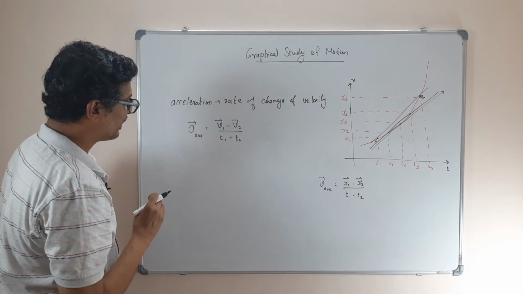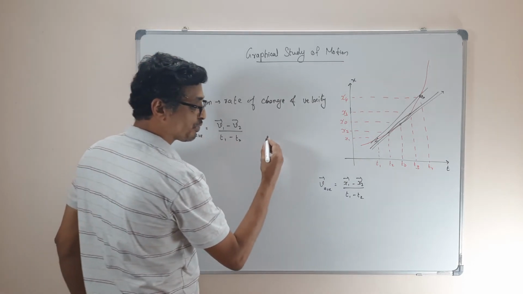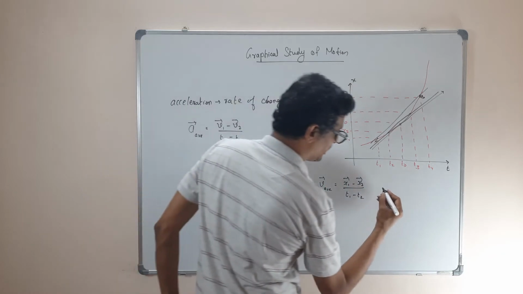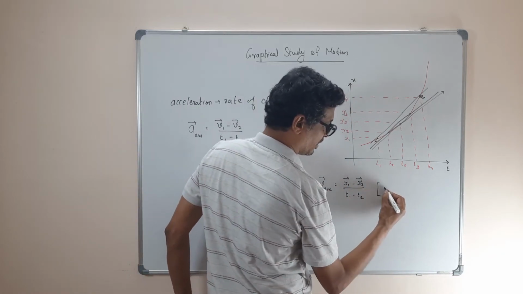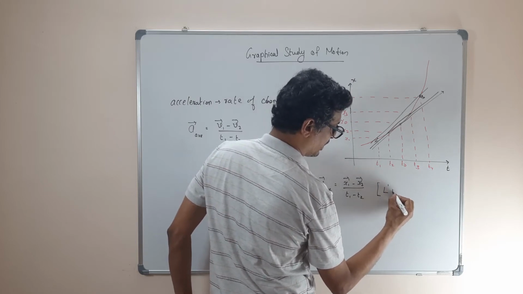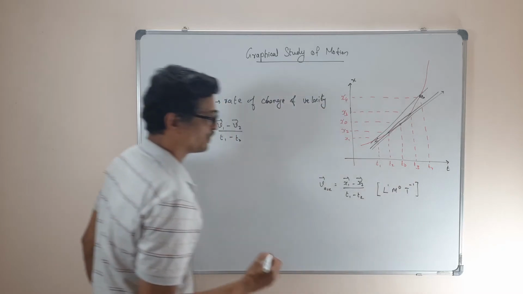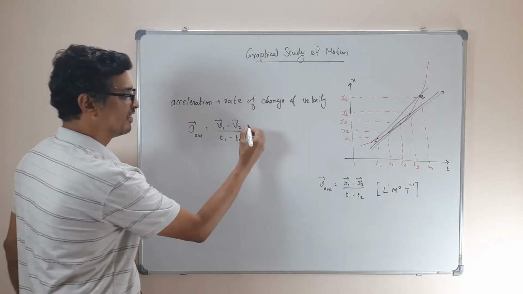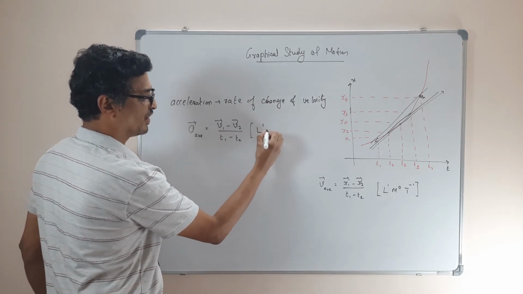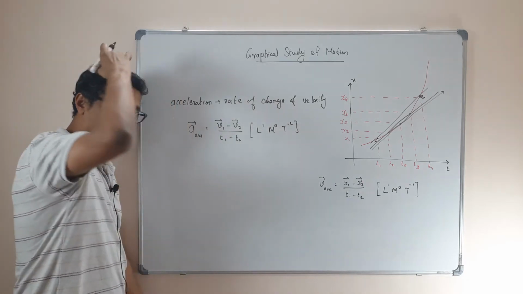And what will be the dimension of the average acceleration? First, let us write the dimension of velocity. It is L1 M0 T minus 1. Now this is v by t, so L1 M0 T minus 2. That's the dimension of your acceleration.